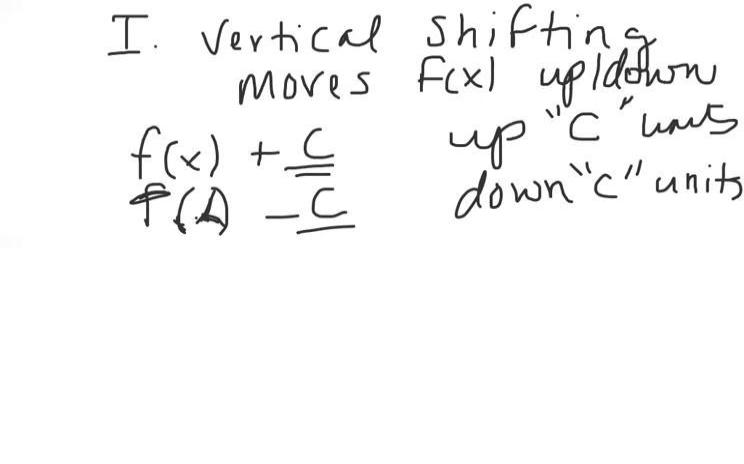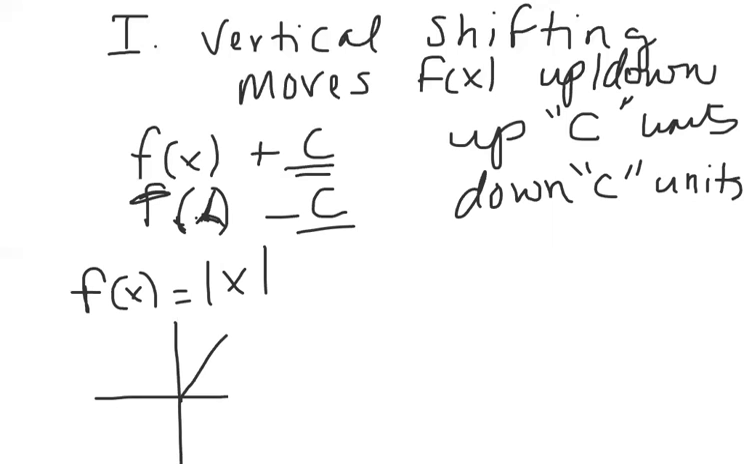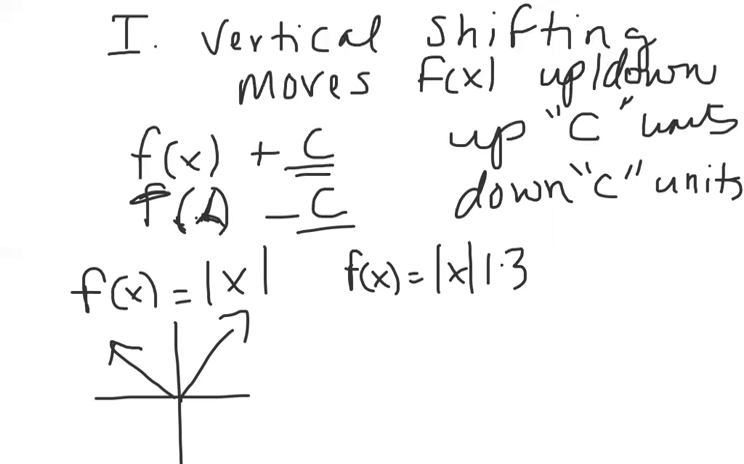So let's look at some quick examples, guys. Let's say we were going to shift the absolute value function. The original absolute value function looks something like this. But let's say I were to go ahead and do absolute value of x plus 3. So what would that do to the original function, guys? Here's what it's going to do to the original function.